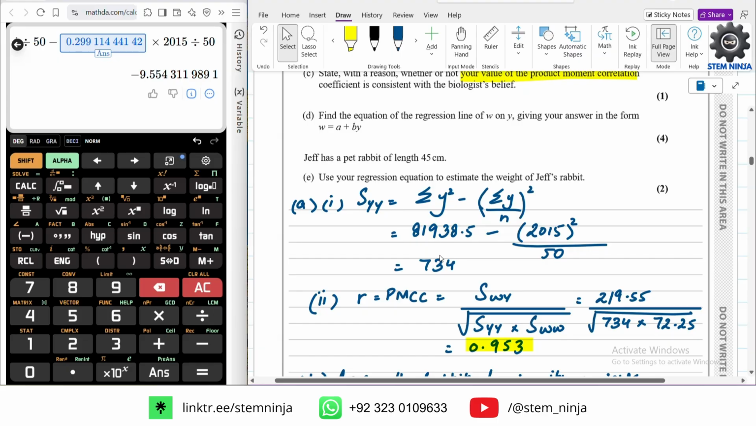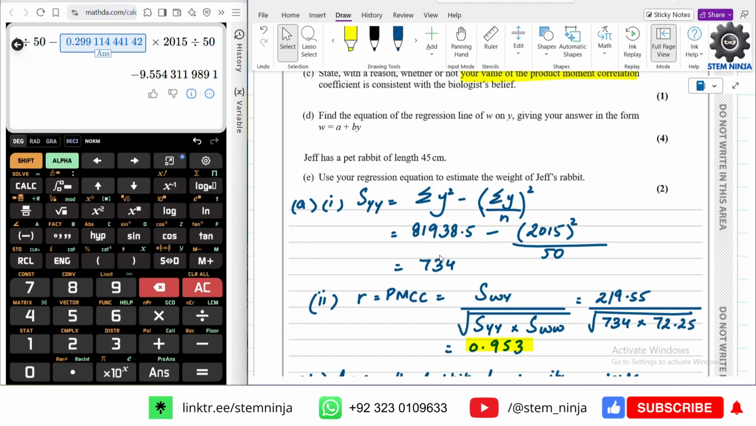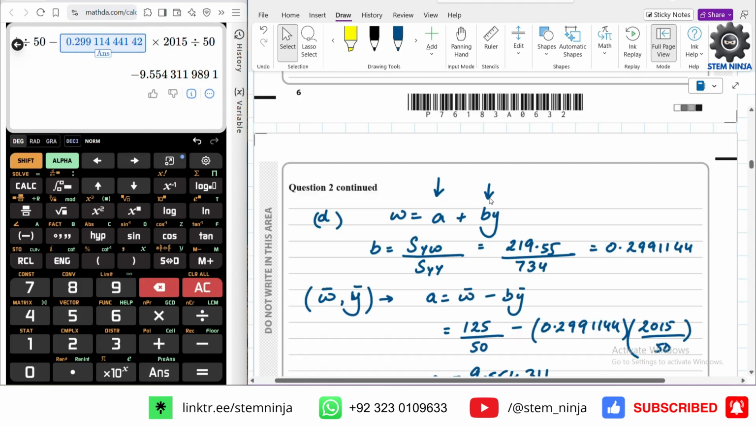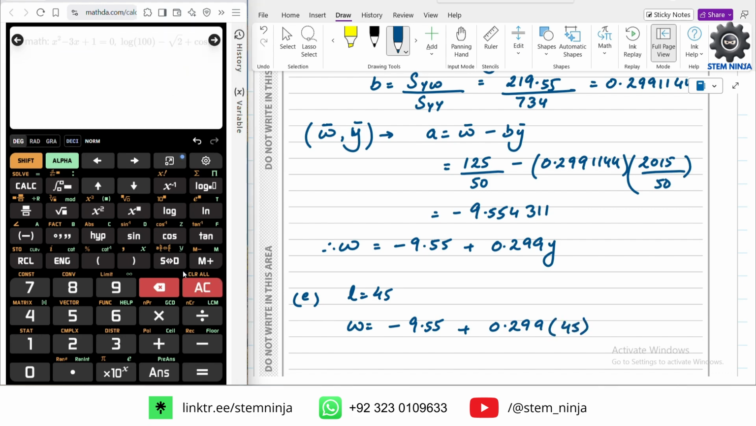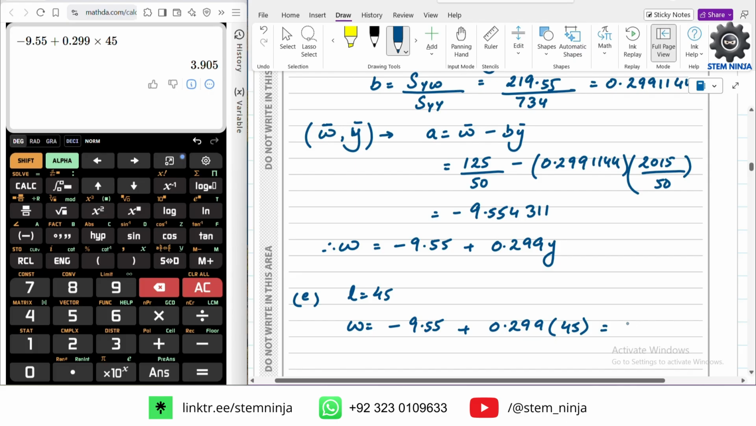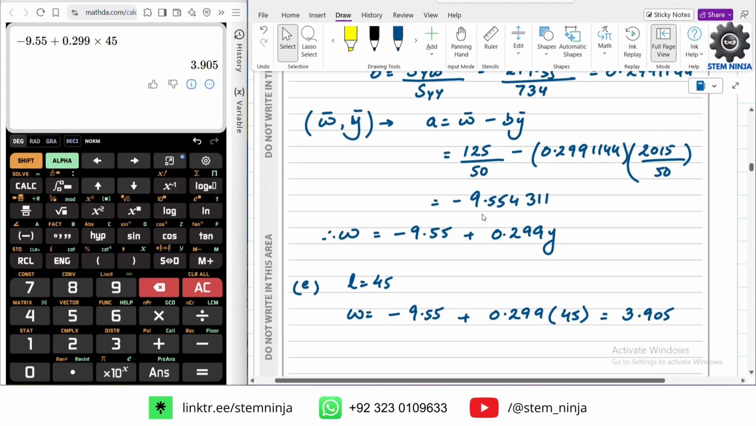Jeff has a pet rabbit of length 45 centimeters. Use your regression equation to estimate the weight of Jeff's rabbit. Okay, so we have the model. Length is equal to 45 centimeters. So W will be minus 9.55 plus 0.299 times 45. So this is therefore 3.905. And that's it for this question. Let's move on to the next one.